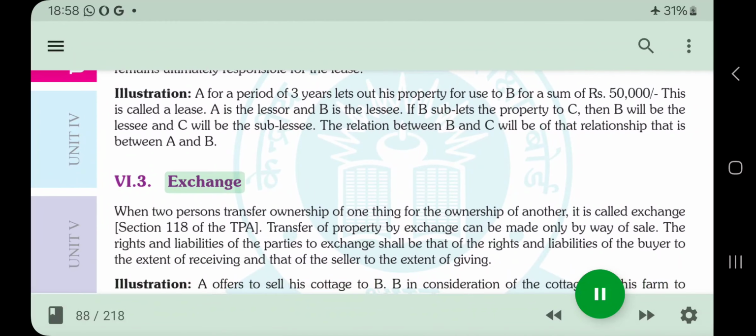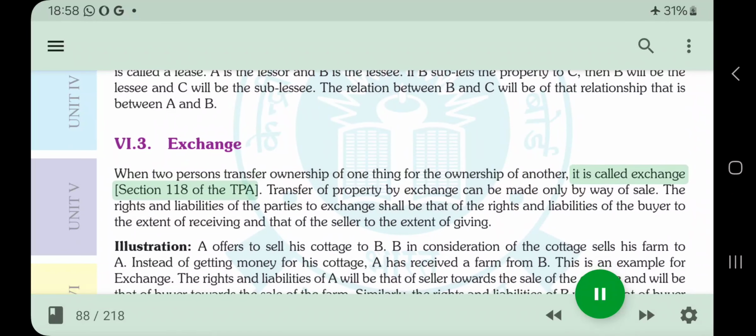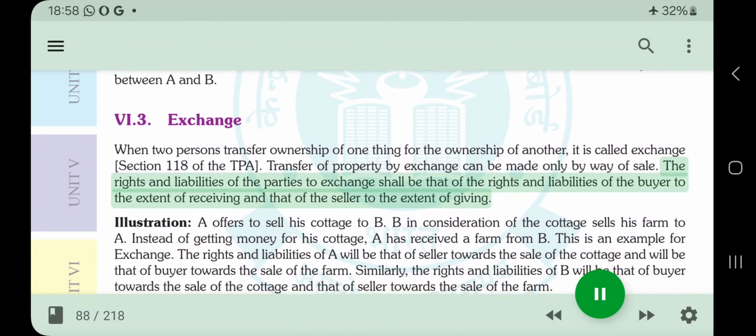V. 3. Exchange. When two persons transfer ownership of one thing for the ownership of another, it is called exchange, Section 118 of the TPA. Transfer of property by exchange can be made only by way of sale. The rights and liabilities of the parties to exchange shall be that of the rights and liabilities of the buyer to the extent of receiving and that of the seller to the extent of giving.